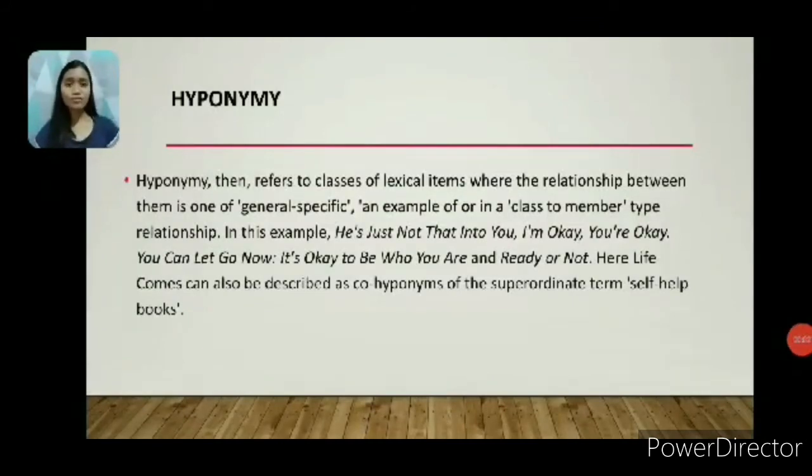Hyponymy then refers to classes of lexical items where the relationship between them is one of general to specific, an example of a class to member type relationship. In this example: He's Just Not That Into You; I'm Okay, You're Okay; You Can Let Go Now; It's Okay to Be Who You Are; and Ready or Not. Here, these titles can also be described as co-hyponyms of the superordinate term self-help book.